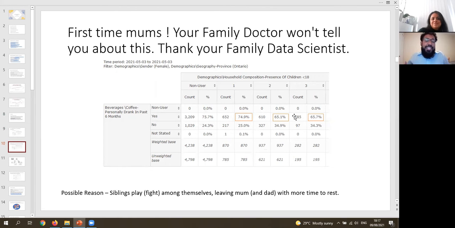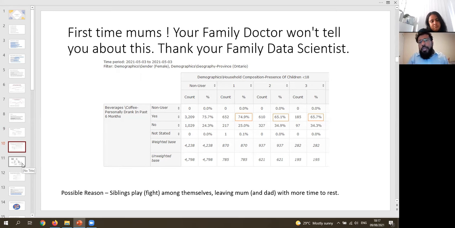And we can think about a possible reason behind this. I've written a reason at the bottom. When you have one kid, they need the entire attention of mom and dad, so you have to drink more coffee. But when you have 2 kids or more, they can play amongst each other. So just to give you an idea that there are some hypotheses which we can possibly accept and investigate further.